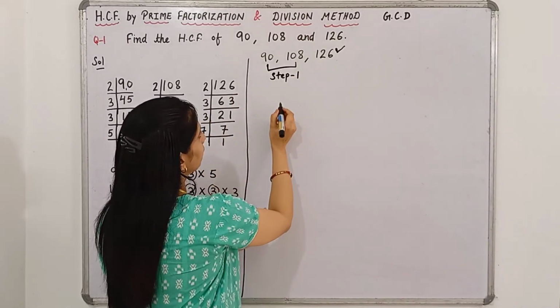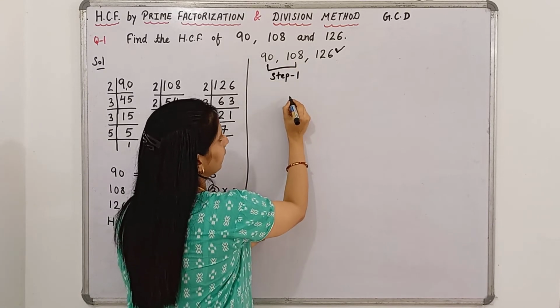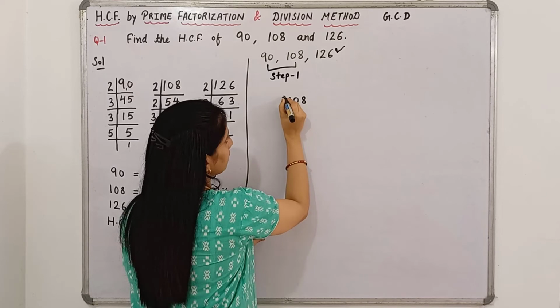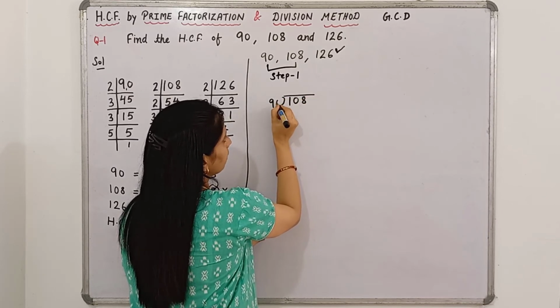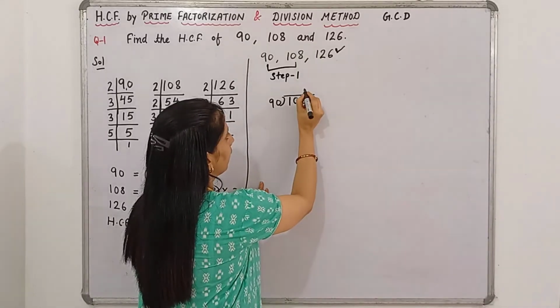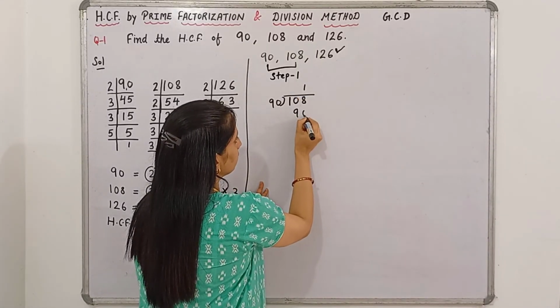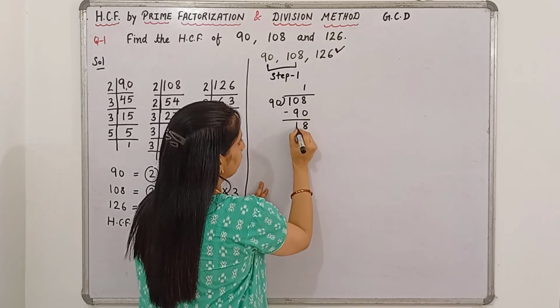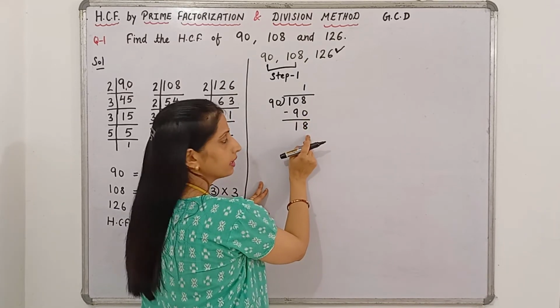So first we will find out the GCF of 90 and 108 by division method. So 108 is the bigger number, we will write it inside, and 90 is the smaller number, we will write it outside. Now we will start dividing. 90 ones are 90. We will subtract, we will get 8 here and 1 here. So it is 18.